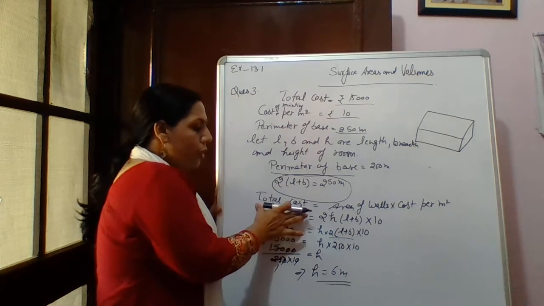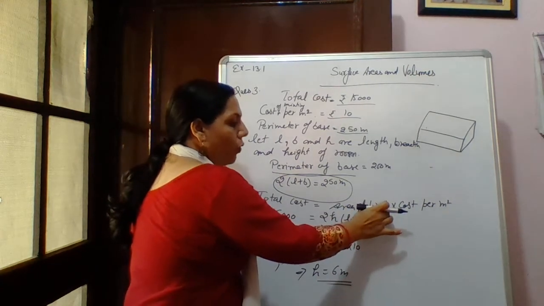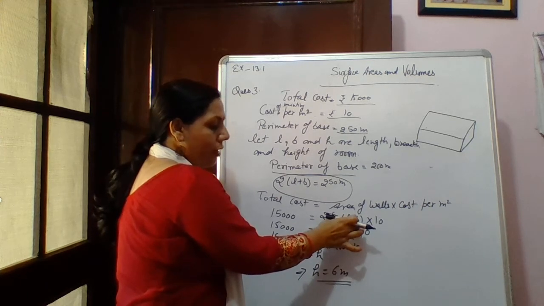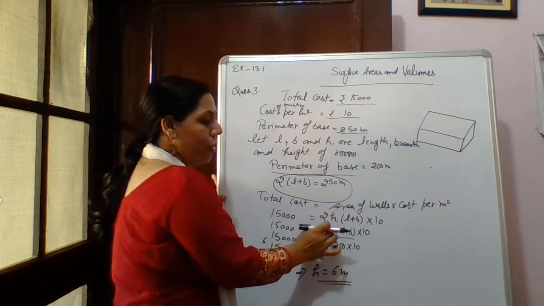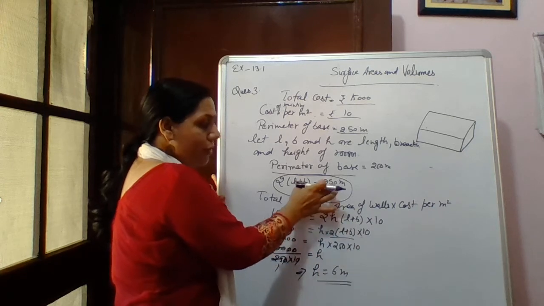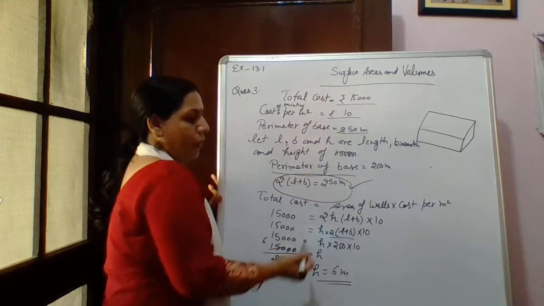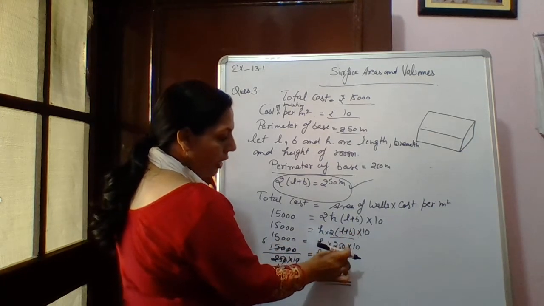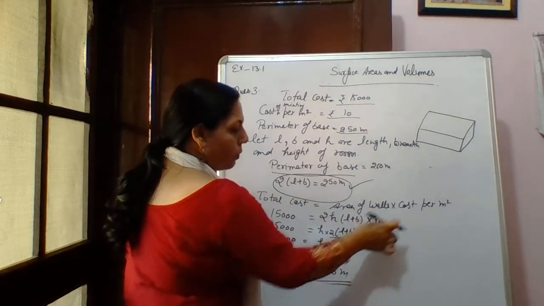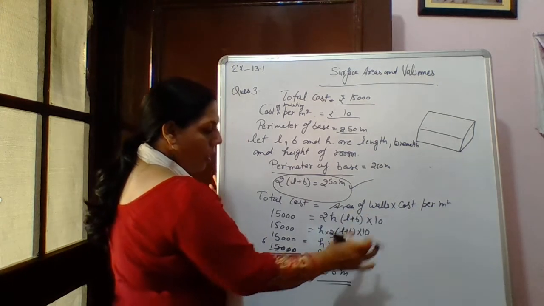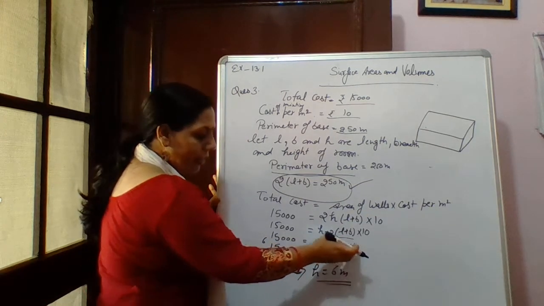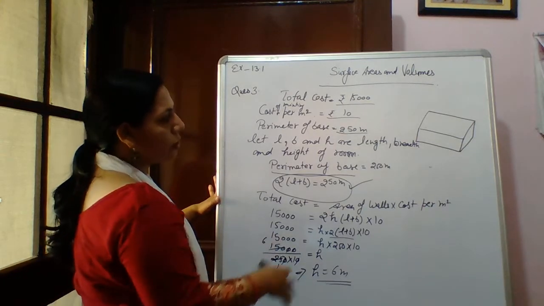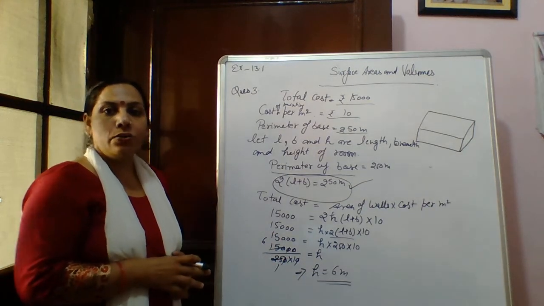Now total cost equals area of walls. What will area of walls be? 2h into (L plus B). But we have the value of 2 into (L plus B), we have already found it here. It is given that the perimeter of base is this. So we will put this value 250 here, and cost per meter square is 10. And now in the next step we will take these values to this side and these will come in division, and we will solve and get the value of h.